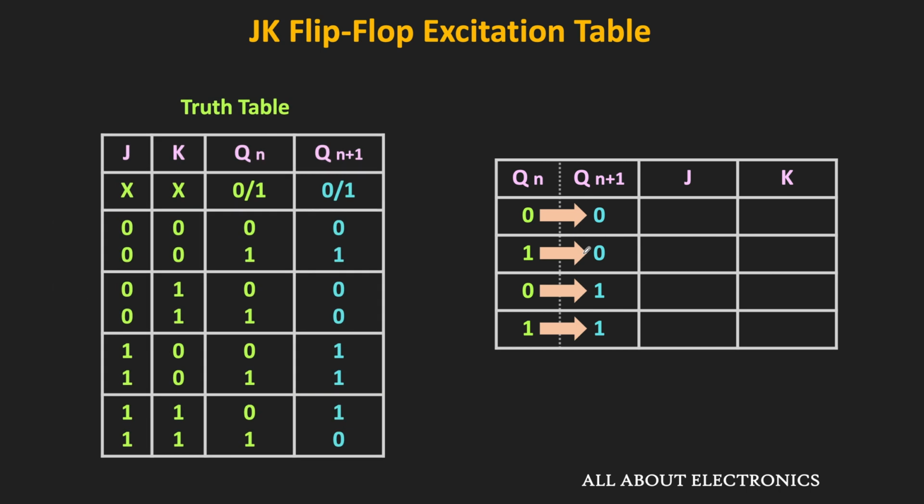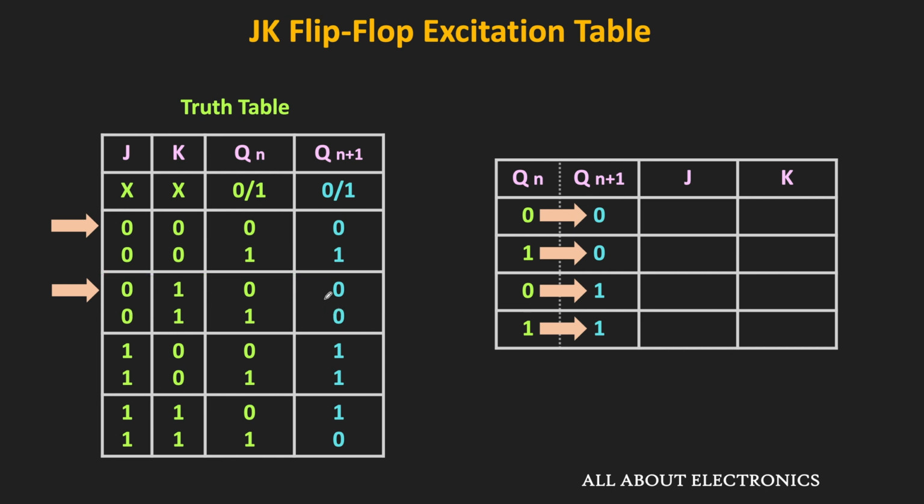Here, for these two input conditions, Qn plus 1 is equal to 0. When Qn is 0 and both J and K inputs are 0, then in the next state, Qn plus 1 will also remain 0. Secondly, when J is 0 and K is 1, then also Qn plus 1 will remain 0, because in this condition, the flip-flop will get reset.